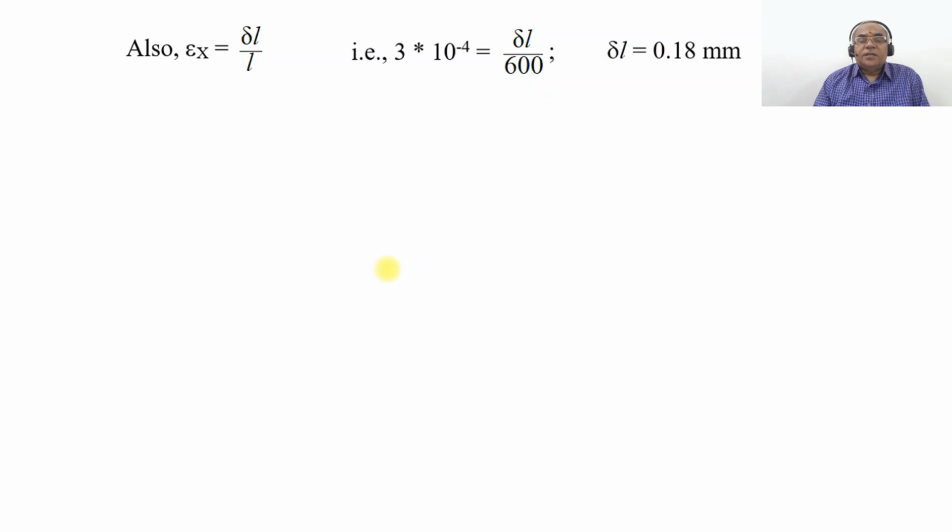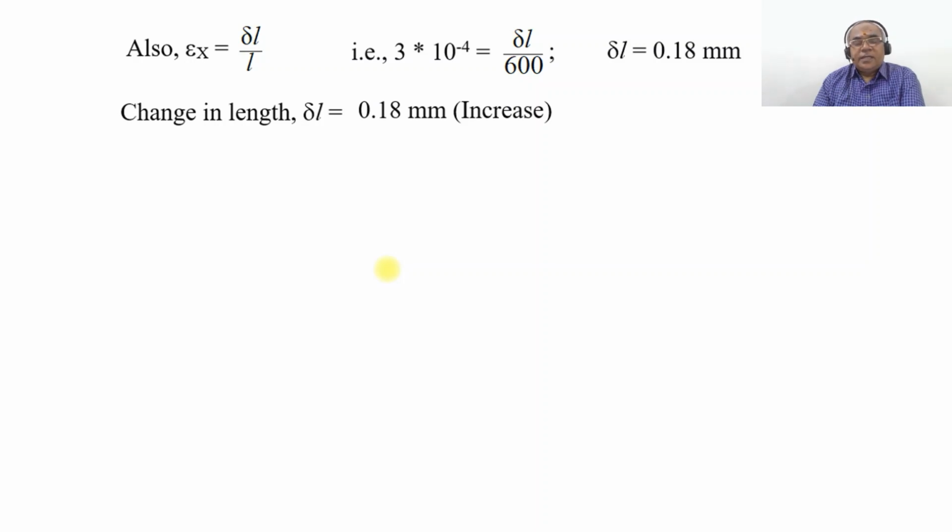So on simplification, delta L will be equal to 0.18 mm. Similarly, therefore, the change in length delta L will be equal to 0.18 mm. Since it is a positive value, or it is the tensile value, you are going to get the increase in length.